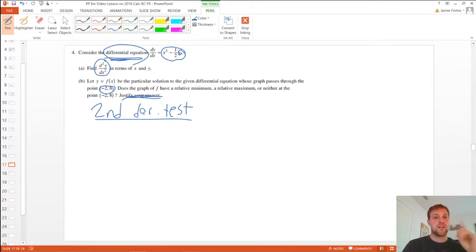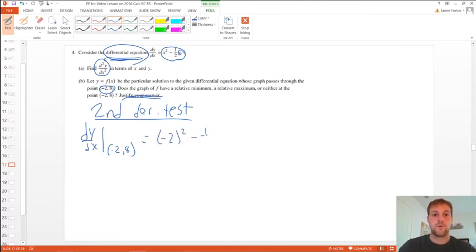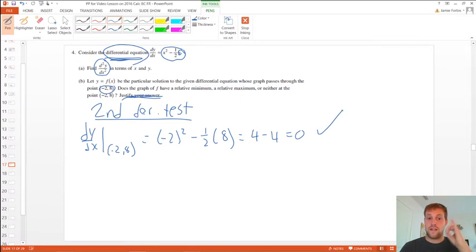Okay. So the second derivative test states, first of all, we're going to look at the first derivative and make sure that the derivative is indeed 0, because it has to be a critical point for it to be a max or min. So I'm going to say dy over dx at the point -2, 8 is equal to -2 squared minus 1/2 times 8, which is equal to 4 minus 4, or 0. So it is a critical point. That's good. Now, it all depends on what the sign is for the second derivative. That's going to tell us if it's a max or min.